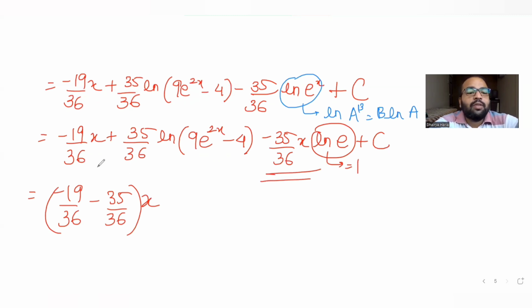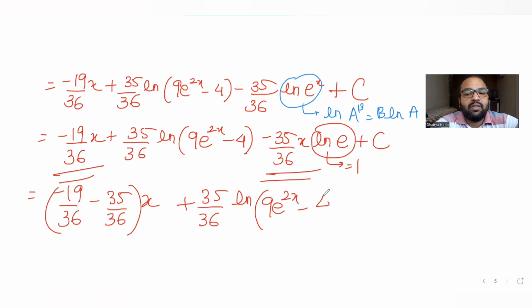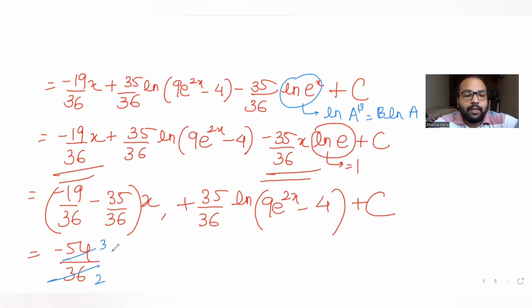Because both of them just have x, I can take x common, plus 35 by 36 log of (9e^(2x) minus 4) plus c. So what you get here, minus 19 and minus 35 gives you minus 54 by 36. You can just reduce this: 18 2s, 18 3s, right? x plus 35 by 36 log of (9e^(2x) minus 4).